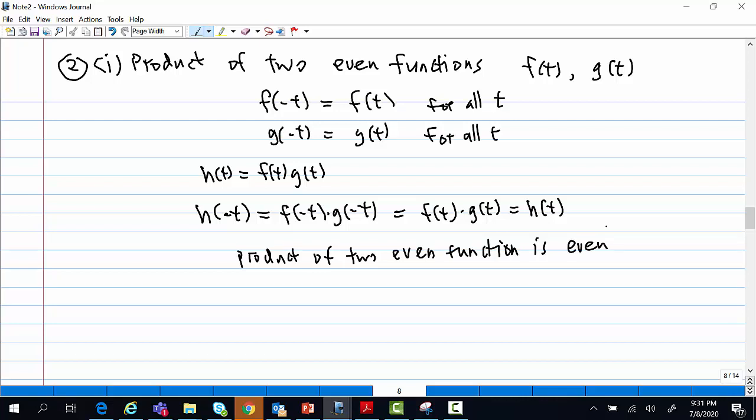For example, f(t) is equal to t squared, g(t) equal to cosine t. The product f(t)g(t) is equal to t squared cosine t, which is even.